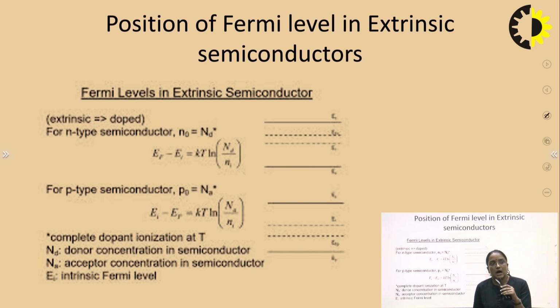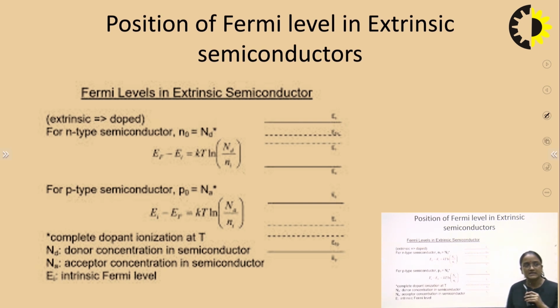Now we are discussing the position of the Fermi level for the extrinsic type of semiconductor. Prior to this, we discussed the position of the Fermi level for the intrinsic type, and we have also mathematically proved it. Now we are discussing what the position of the Fermi level will be in case of an extrinsic semiconductor.